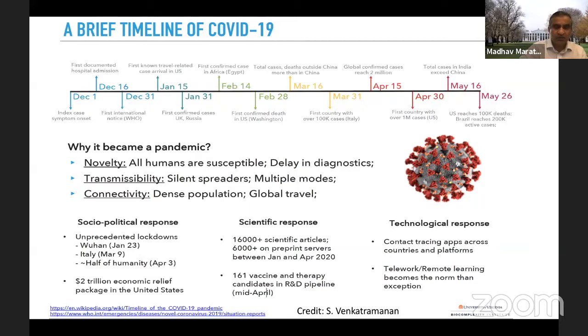The social and political response has been amazing. We've probably lost more than $3 or $4 trillion by now. Just US has invested over $3 trillion in this. And you've seen a slew of papers. So people have reported between 6,000 and 20,000 scientific articles and preprints on this topic. So everything about this whole pandemic is quite unique in a certain sense.